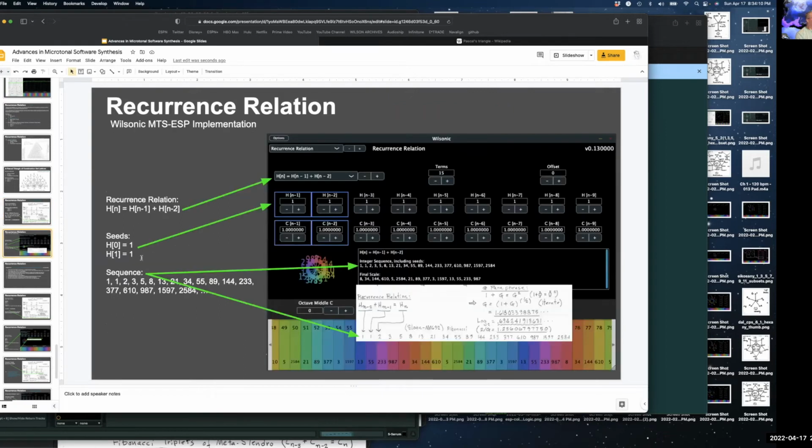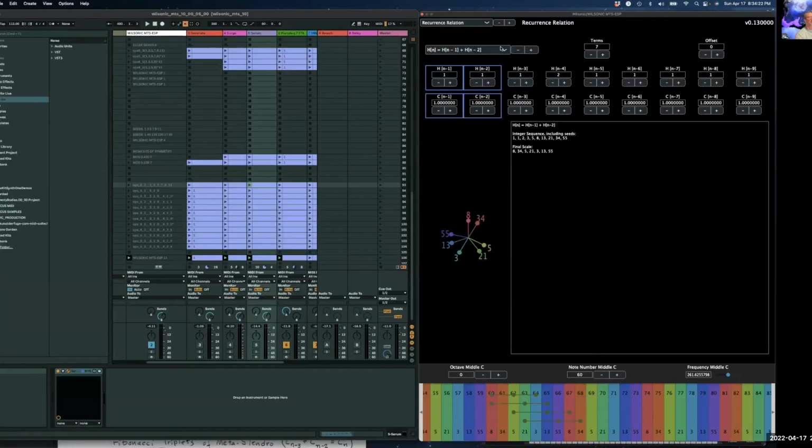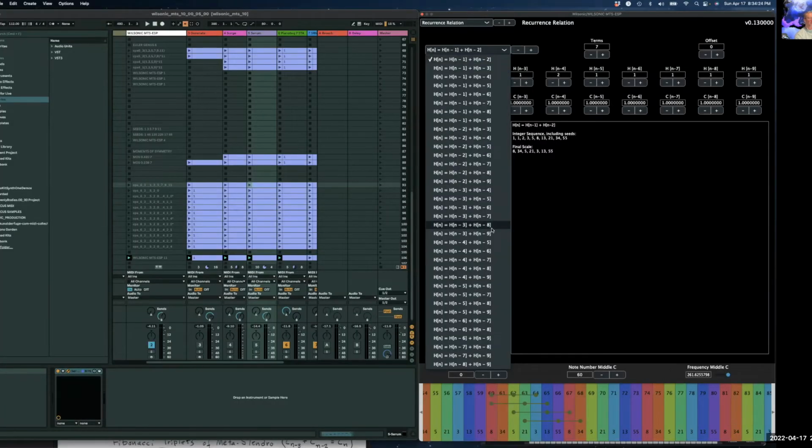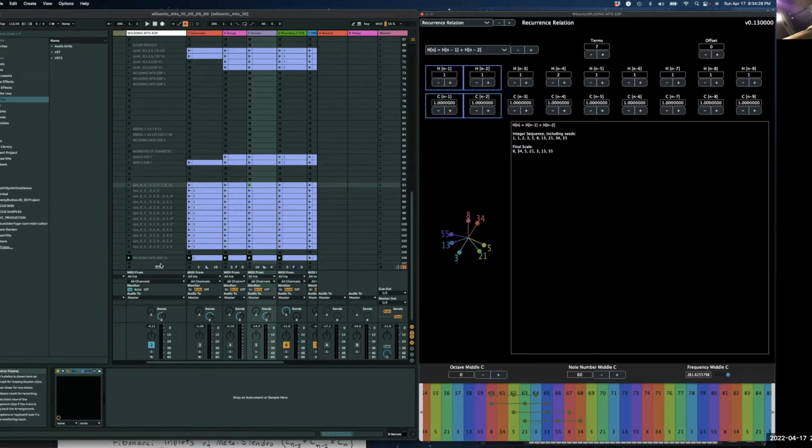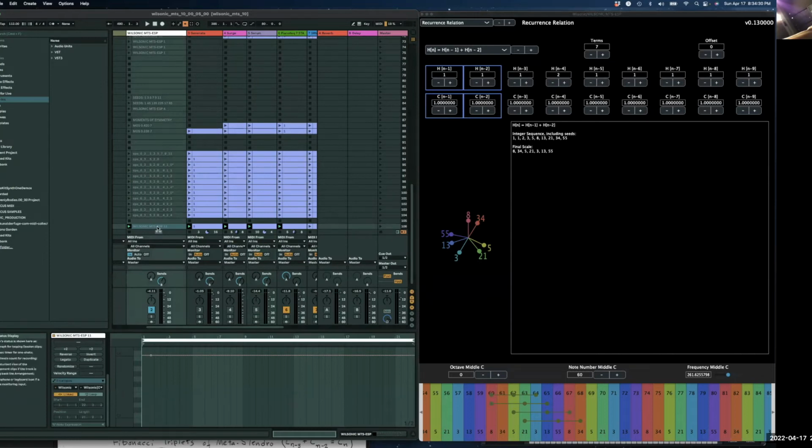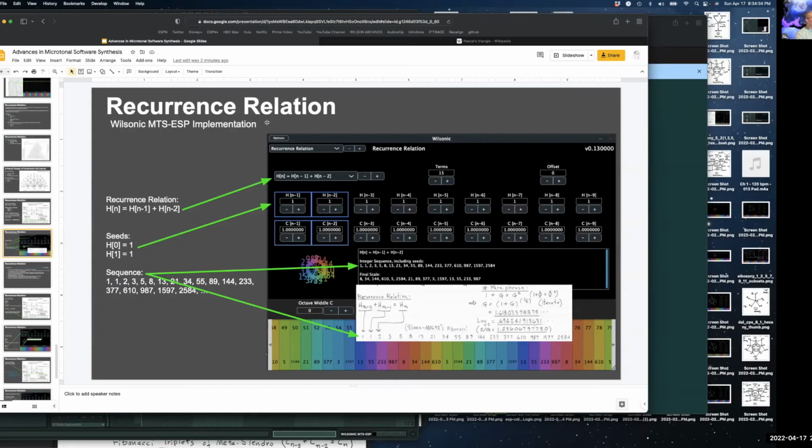Okay, so the implementation for Wilsonic, I'm just connecting the dots between the paper and what the software is doing. The actual recurrence relation is here. It's in a drop-down menu, and I'll go back to that real quick. So that's this guy here. These are the ones I support, and these are automatable in the DAW. If you go to the DAW, they're here. And then the seeds. So this row is the seeds.